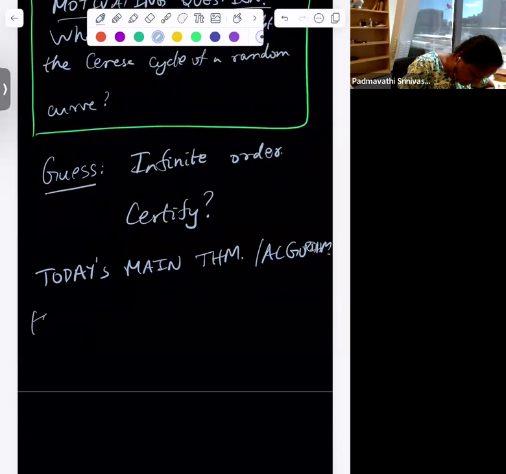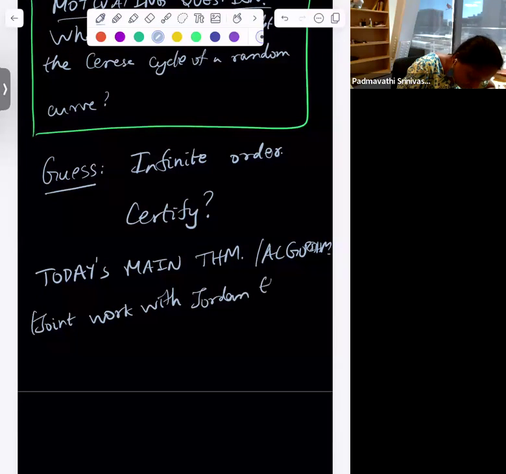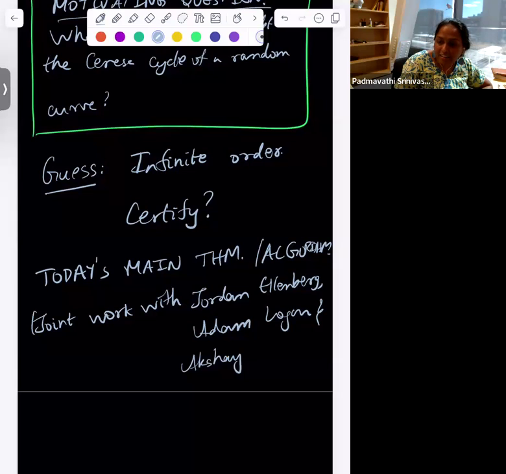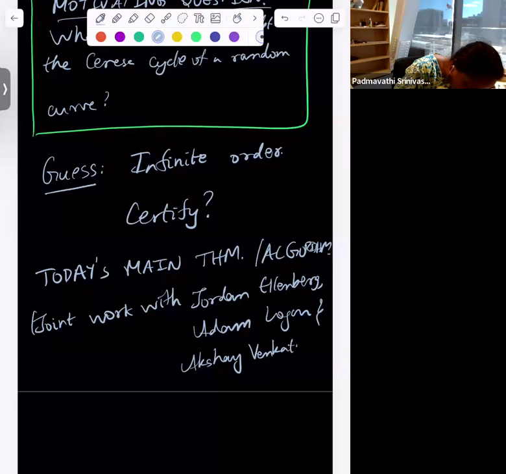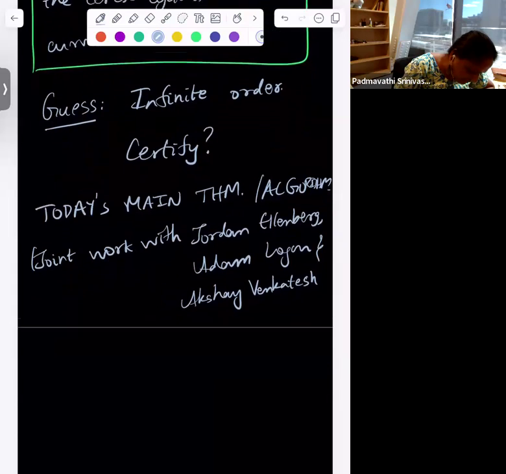So this is, I must say, joint work. The paper is mostly written. Hopefully it will be out not terribly long. Joint work with John Ellenberg, Adam Logan, and Akshay Venkatesh from this very nice Park City Math Institute program a few years ago. I highly recommend this to any grad students in the audience. Three weeks of very exciting mathematics.